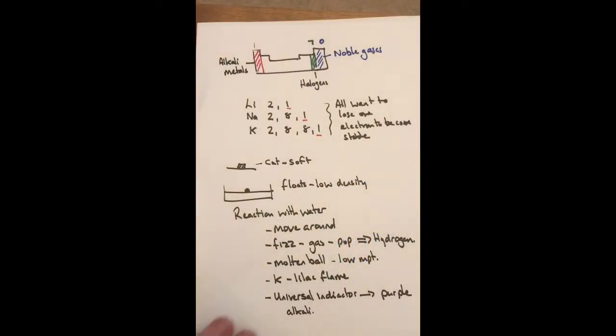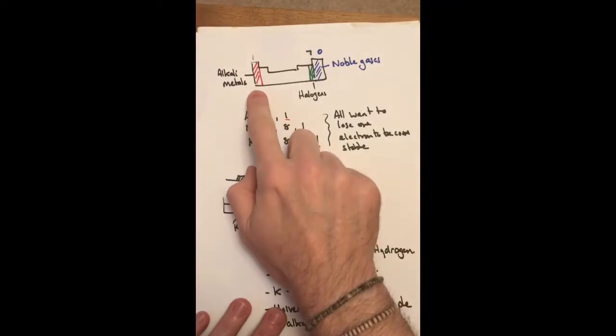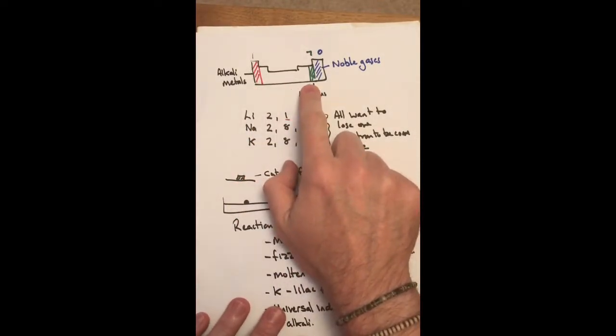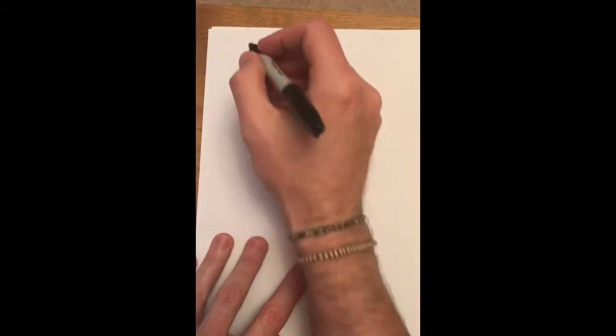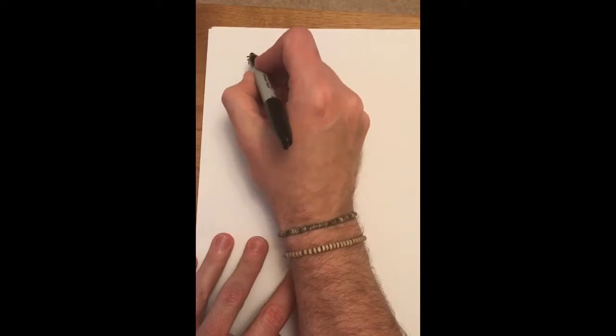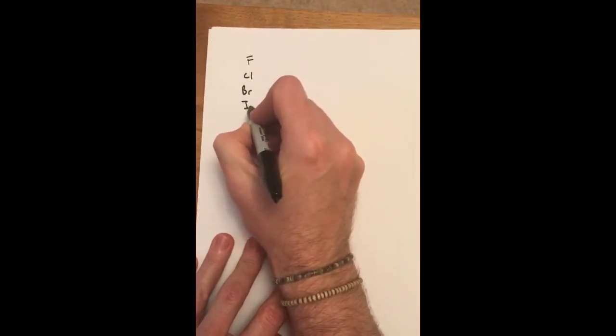Okay, so this is part 2 of the periodic table video. We talked in the last little section about the alkali metals, group 1, and we're now going to come across here to group 7, which contains the halogens. So let's see what we need to know about the halogens. In group 7, the halogens, we have got the following elements. We have got fluorine, chlorine, bromine, and iodine.